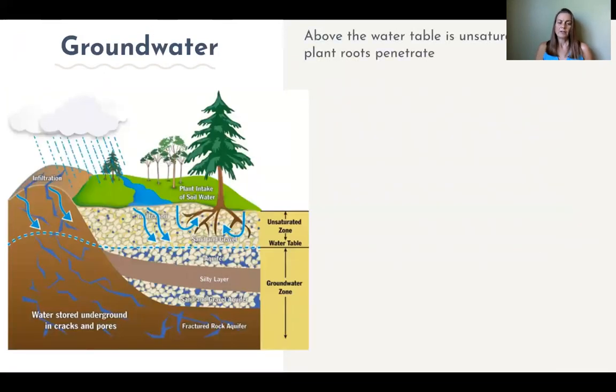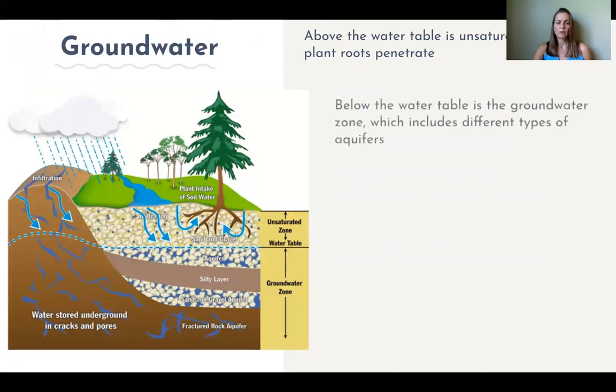Okay, let's talk a little bit about groundwater. When water does infiltrate, we call that groundwater. The top layer of the earth is above what we call the water table, and water that infiltrates here is available to roots and can be taken up by plants. That's an unsaturated zone. That soil is not saturated with water. Below the water table, the ground is saturated with water. This is the area where we find aquifers.